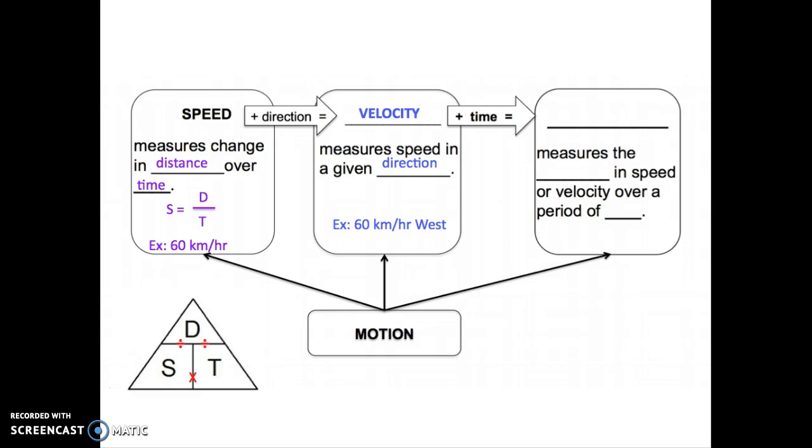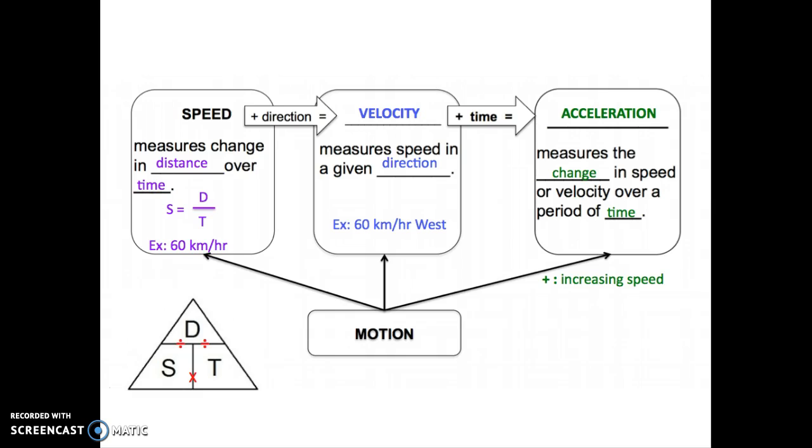If you take velocity and add time to it, you get something called acceleration. Acceleration measures the change in speed or velocity over a period of time. And with acceleration, we can have something called positive acceleration, which is where we have an increasing speed. This is probably what you think of when you think of accelerating. The car went from 0 to 60 in so many seconds. That's a positive acceleration where it's getting faster.